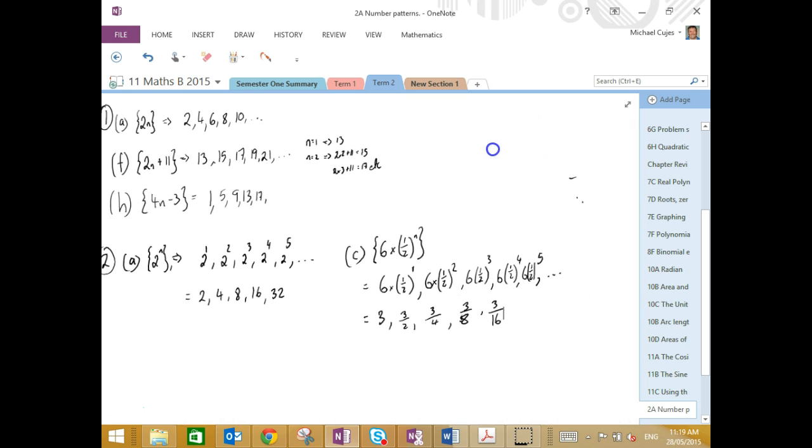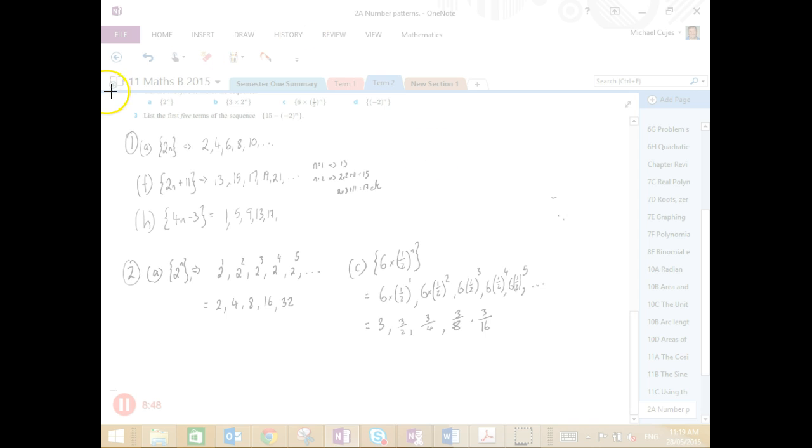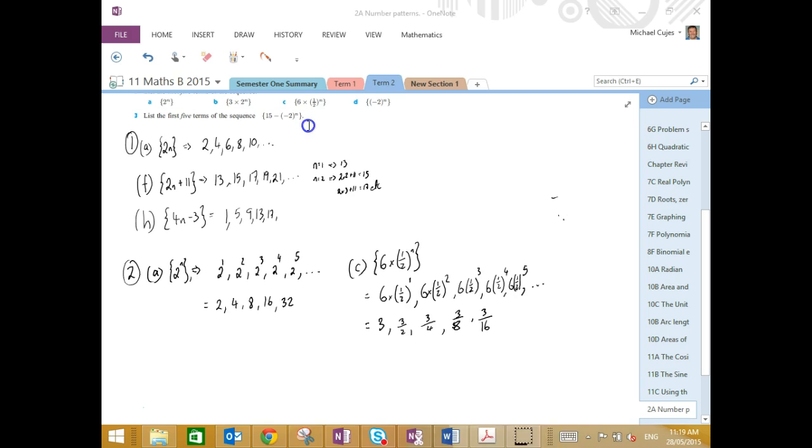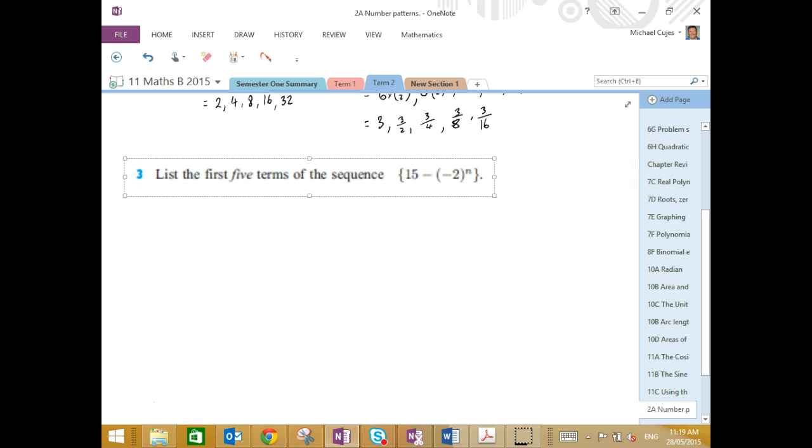Do they make sense, what they mean, that notation? I wanted to try one which had a negative number in it, just so you can get the feel for what happens when you have a negative being raised to a power. So we'll do question 3, just for something a little bit different. List the first 5 terms.